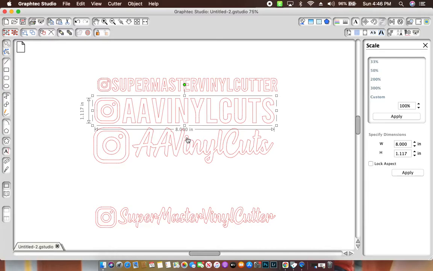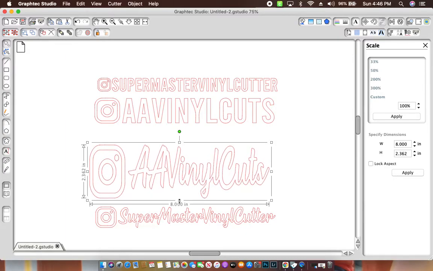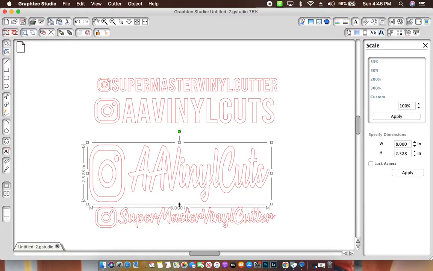Unfortunately, at this time on the website, you only pick your width. You can't pick the height just because we keep everything in ratio. And what I mean by that is I don't want to deform the logo, because if I were to make this 3 inches tall, as you could see, the Instagram logo starts to get deformed.